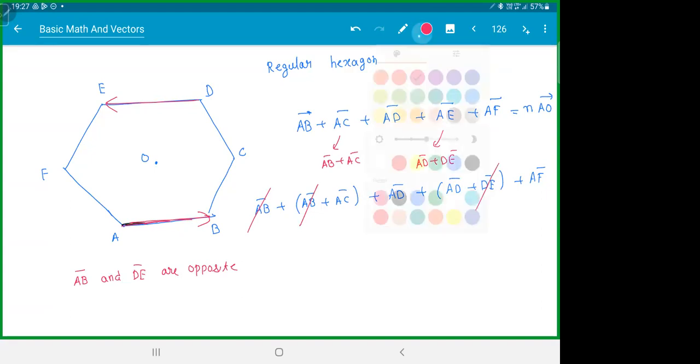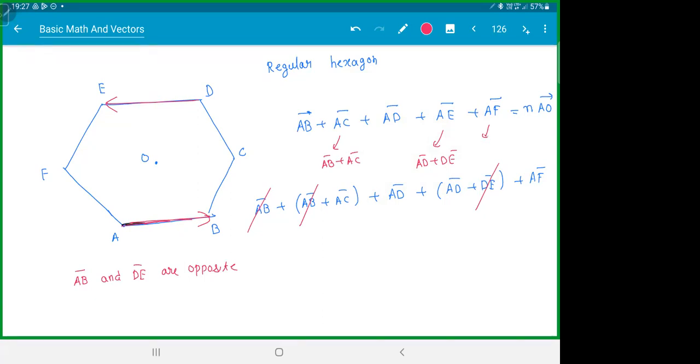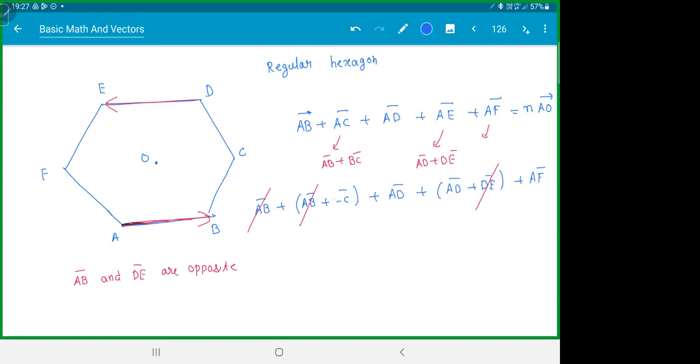I need to write AF also, right? It's supposed to be AB plus BC, right? Yes, my mistake. AB plus BC. You're right. And AF is AD plus DE plus EF. So this will be plus AD bar plus DE bar plus EF bar. So there are two DEs, they'll cancel out. Everyone agrees with this?